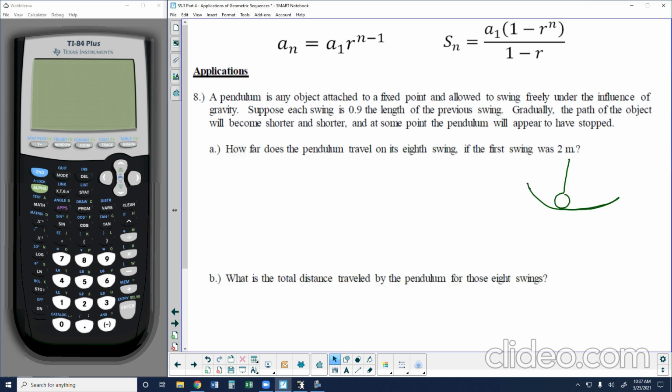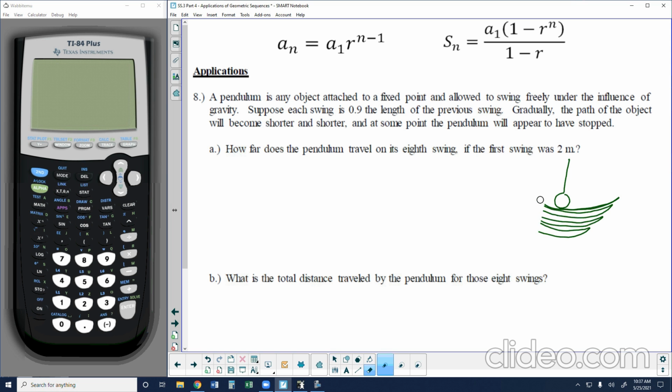As we go back and forth, it's gradually reducing how far it's traveling because gravity is affecting it, and so it's unable to swing in the full range of motion. That sketch roughly displays how far that pendulum would be traveling. Gradually, the path of the object will become shorter and shorter, and at some point, the pendulum will appear to have stopped. Now, if you talk physics, there's always some kind of motion, but visually, it's going to stop, as we can see.